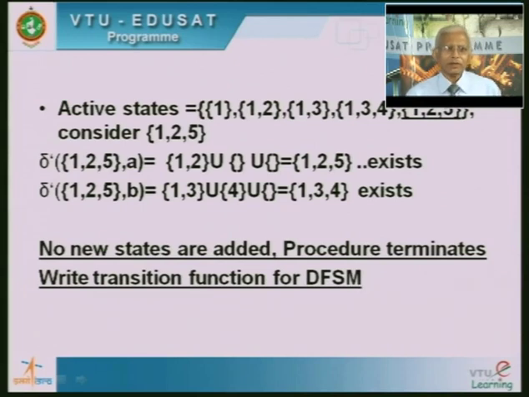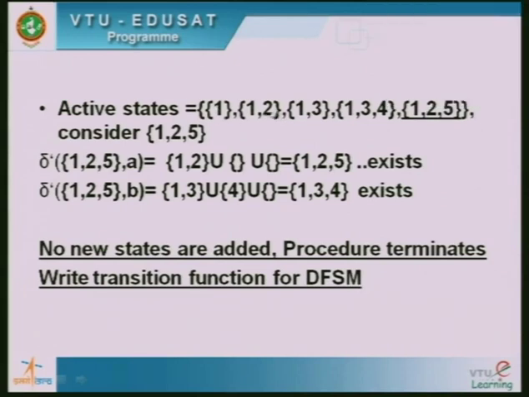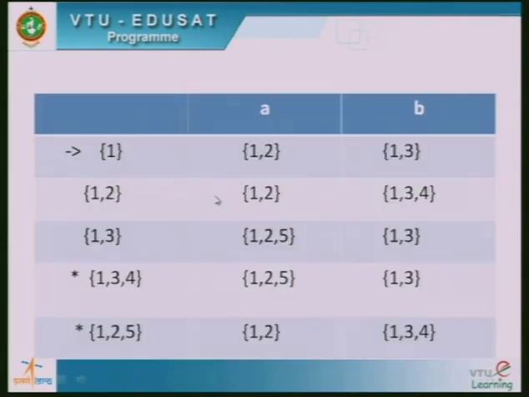Now, you know everything. These active states are the states of the deterministic finite state machine. All the deltas are here. Once you know the number of active states and the transition function, that completely defines the deterministic finite state machine. So, now let us see how it is done.